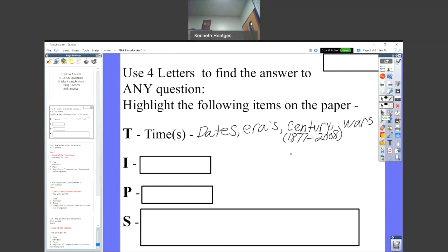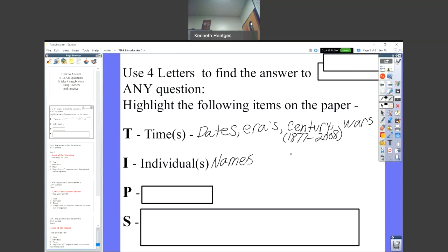The next letter that you have to know is I. I stands for individuals. Individuals, names. Now, there are a few names that you do need to know. Andrew Carnegie, John D. Rockefeller, Barack Obama.